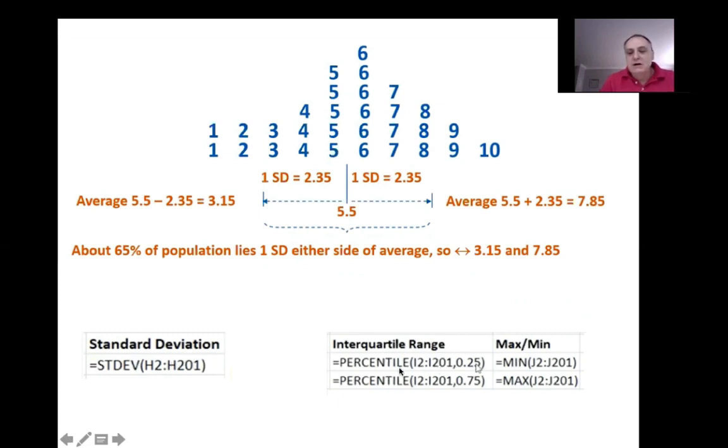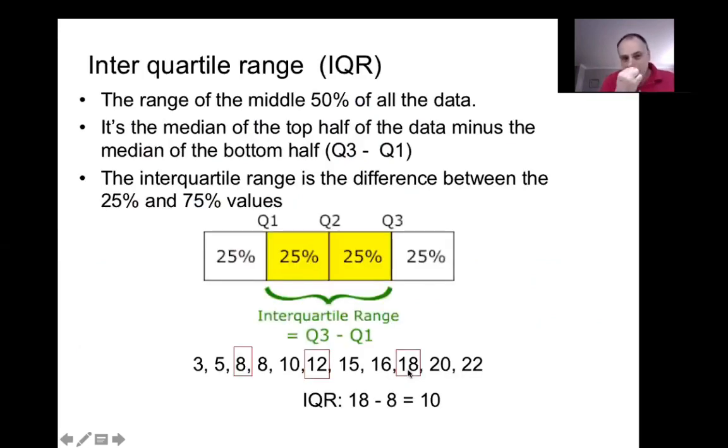Your interquartile range, you calculate with a percentile, and you take 0.25 and then the percentile of that data range, 0.75. What this gives you is the percentile that tells you what is really the median of the bottom half and the median of the top half, and the difference between those is your interquartile range. Let me explain that again.